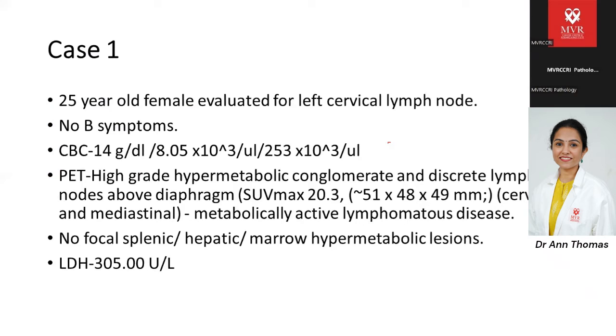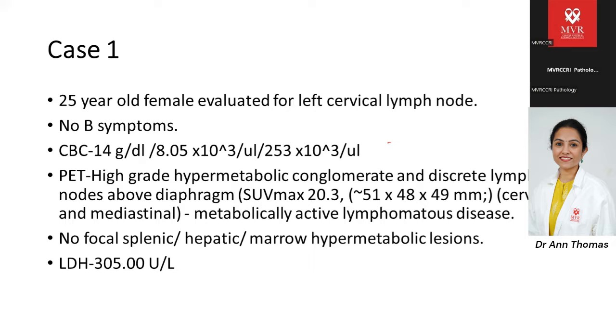So, shall we discuss case one? This is a case of a 25-year-old female who was evaluated for a left cervical lymph node. The patient did not have any B symptoms. The CBC was within normal limits. Whenever you are diagnosing a lymphoma case, you should always look at the peripheral blood and the radiology. A CBC showing a cytopenia may be a subtle clue that the bone marrow is involved with tumor cells. Here the CBC is perfectly normal.